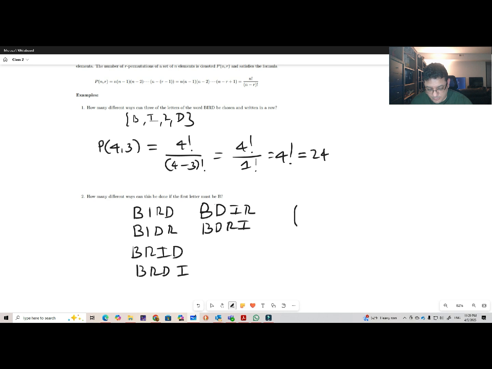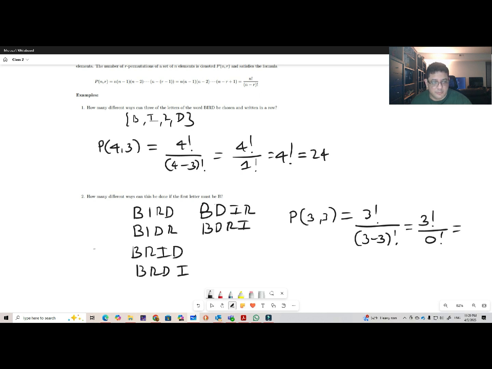So out of the 3 letters that we have, we're doing a permutation of, let me erase this here, we're just doing the permutation of 3 letters over 3 positions, really. And so this ends up being 3 factorial over 3 minus 3 factorial. And so this is 3 factorial over 0 factorial, which is 3 factorial over 1, or 6. And so this is going to give me the 6 possibilities that we have over here.